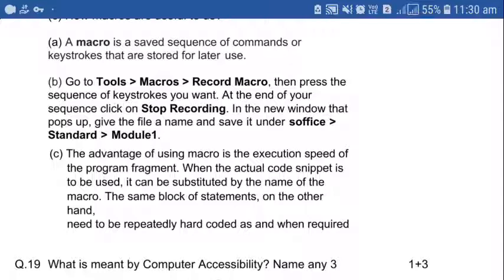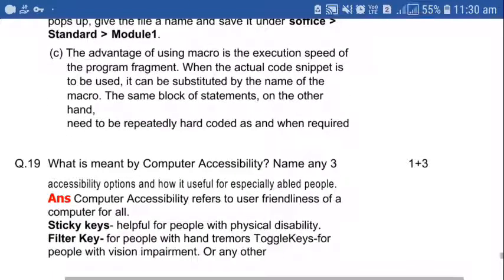Now, the advantage of using a macro is the execution speed of the program fragment. When the actual code snippet is to be used, it can be substituted by the name of the macro. The same block of statements, on the other hand, needs to be repeatedly hard coded as and when required. So in one line we can say that macros provide us the facility to repeat the same work again and again. Okay, so the same group of commands we can repeat many times as per our requirement.